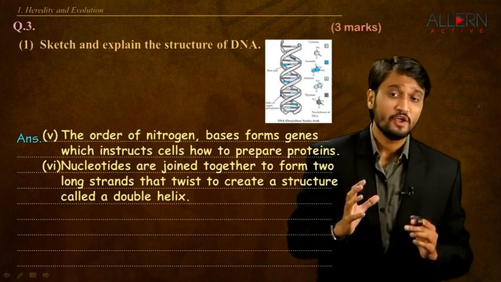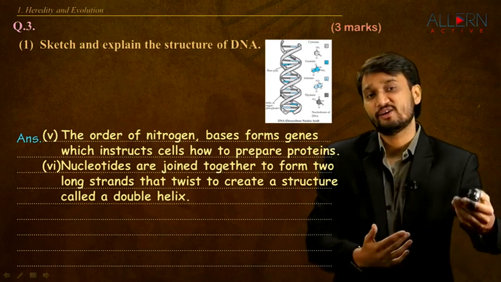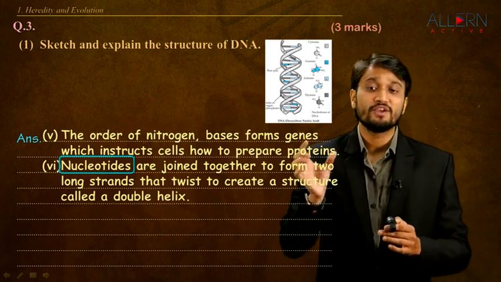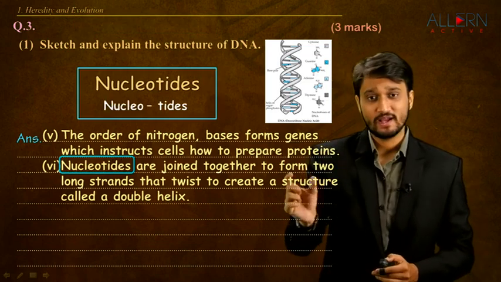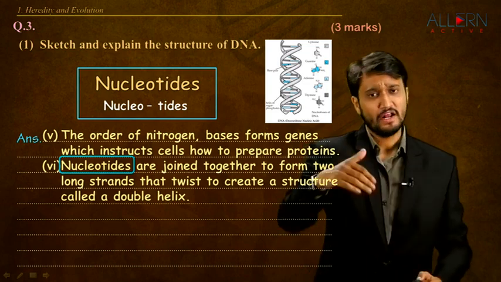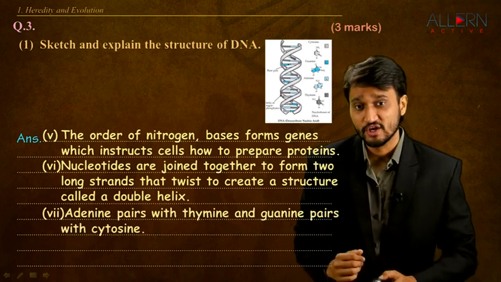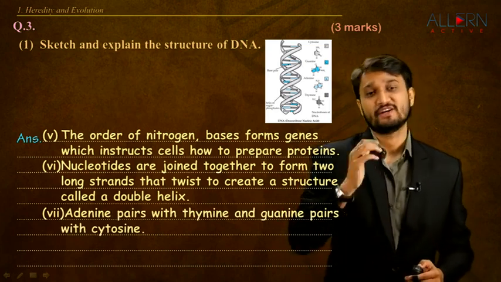In the next point we mention which nitrogen base attaches with which other nitrogen base. Before we do that, let's have a look at the word over here, nucleotides. We can split it into two parts, nucleo and tides, so that you do not make any spelling mistake. Now, which nitrogen base attaches with which? We already know adenine pairs with thymine and guanine pairs with cytosine.